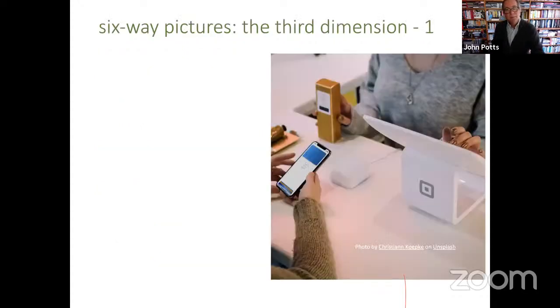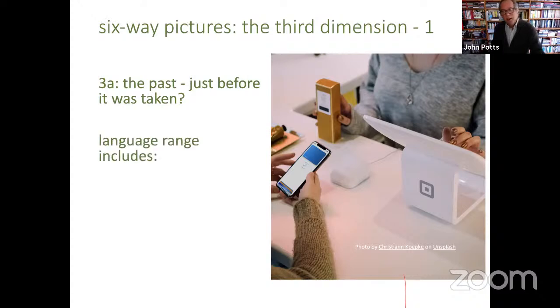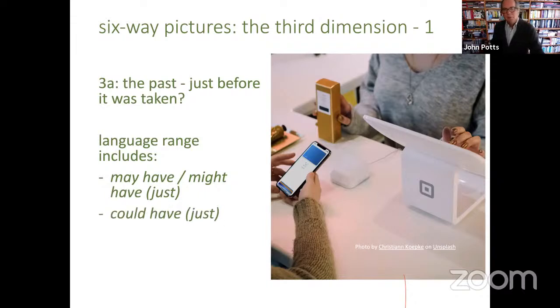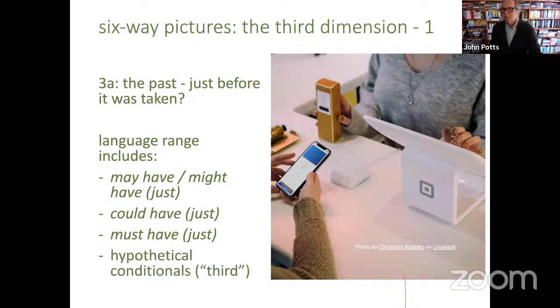Third dimension, remember that was the one which is talking about the past, but the recent past, just before it was taken. The language will include things like she may have just handed it to the assistant, or she may have asked her for her code. She could have taken it from the shelf. She might have asked if she can pay electronically, and so on. And it might use some hypothetical conditionals, like if she had done this, perhaps she would have done that.